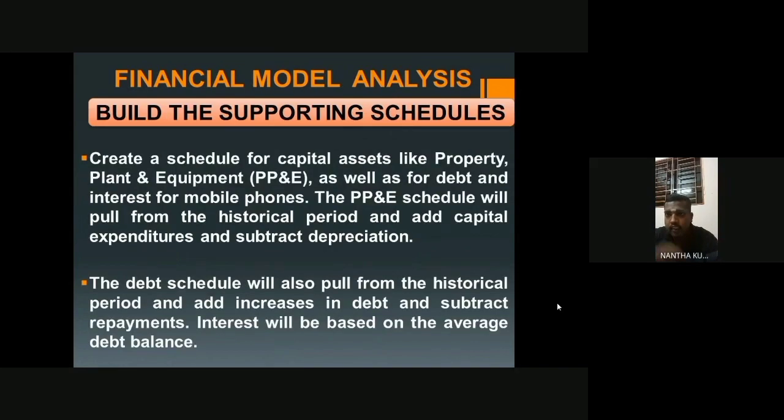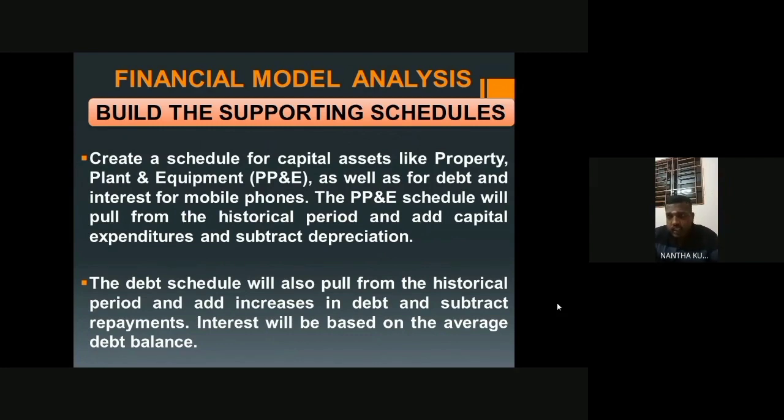Okay. The next is to build the supporting schedule. Create a schedule for capital assets like property, plant, and equipment, which is PP&E, as well as the debt and interest for mobile phone. The PP&E schedule will pull from the historical period, add capital expenditure and subtract depreciation. The debt schedule will also pull from the historical period, add increases in debt and subtract repayment. Interest will be based on the average debt balance.